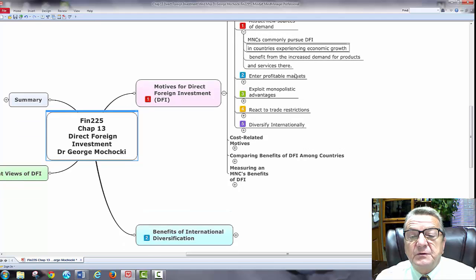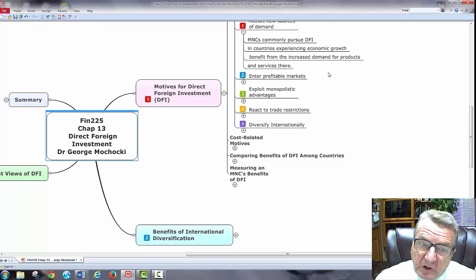MNCs commonly pursue direct foreign investments in countries experiencing economic growth. That's why you see a lot of activity going into China. They benefit from increased demand for products and services. Plus, you already know the rules and regulations, and you are part of the decision-making process when you're already in there. So you understand how to logistically operate your business within that confinement.